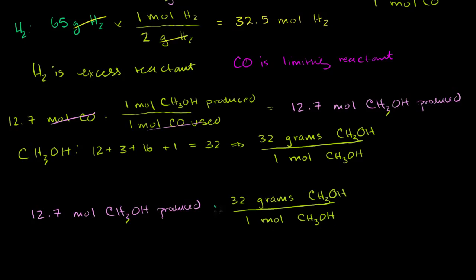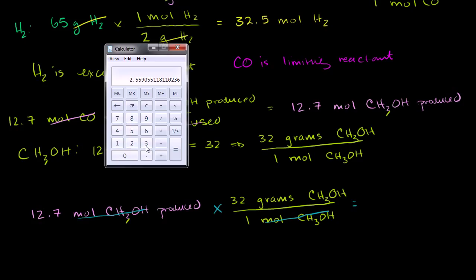Just like that. And then let's multiply these two. We have moles of methanol, moles of methanol, moles of methanol. And we're left with 12.7 times 32 is equal to, so let me use the keyboard again. Let me clear it out. 12.7 times 32.